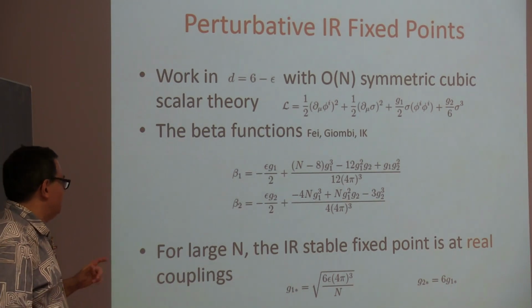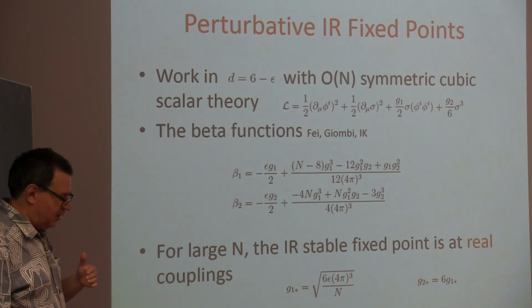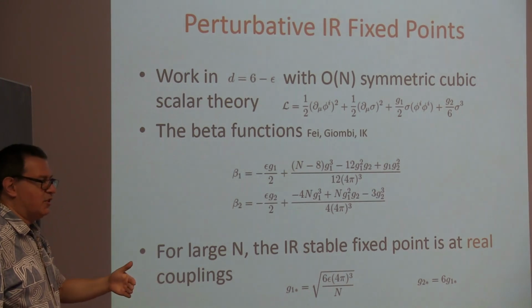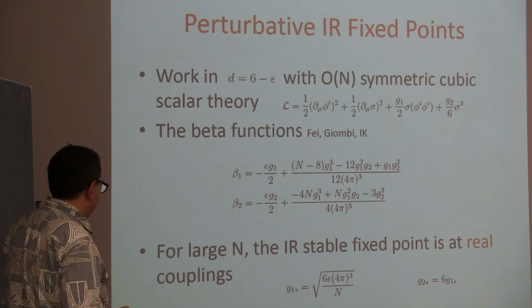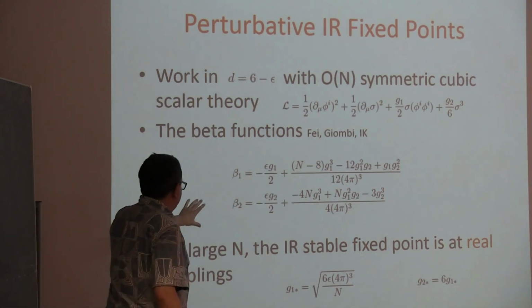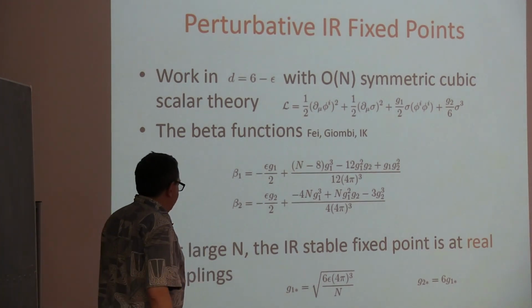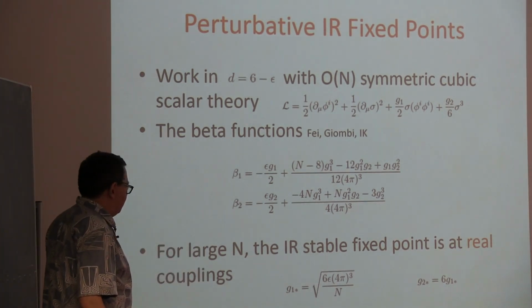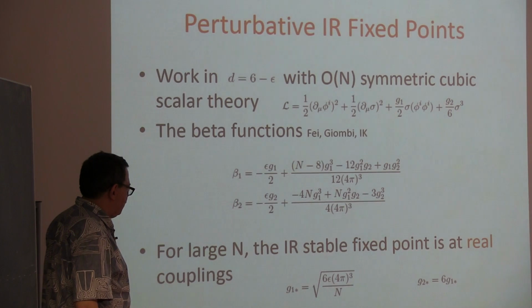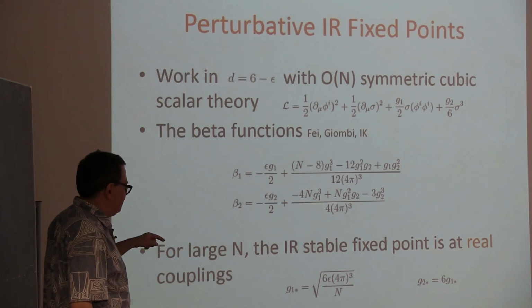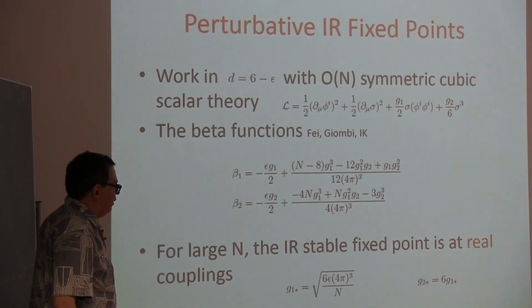It's not important. I mean, he did it just purely in 6 dimensions, while we wanted to develop 6 minus epsilon expansion, and that nobody did. Then these are the 2 coupled beta function equations. And it's not that hard to develop both the large n and finite n search for fixed points. And the nice thing is that at large n, there are IR stable fixed points at real couplings.